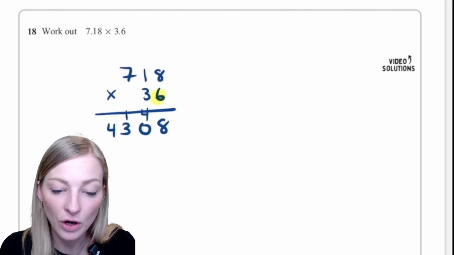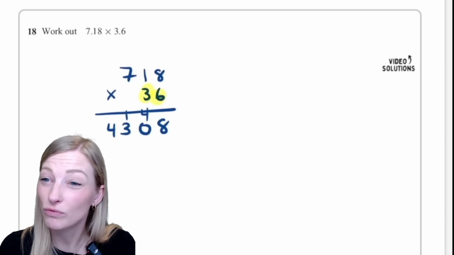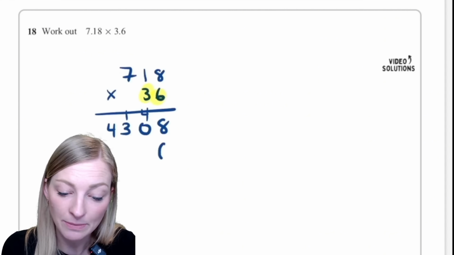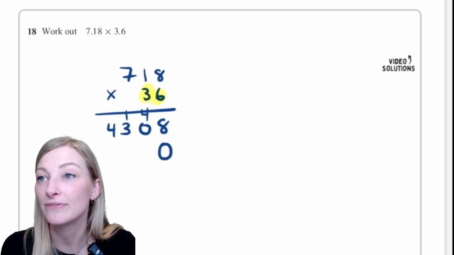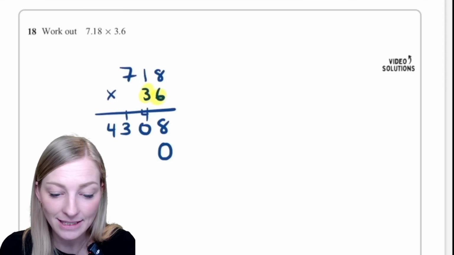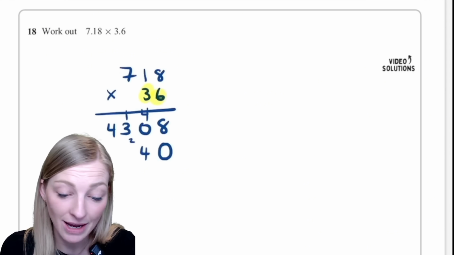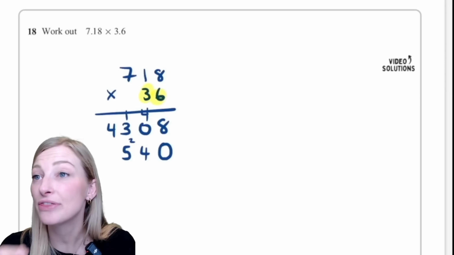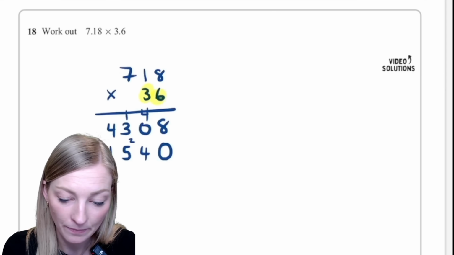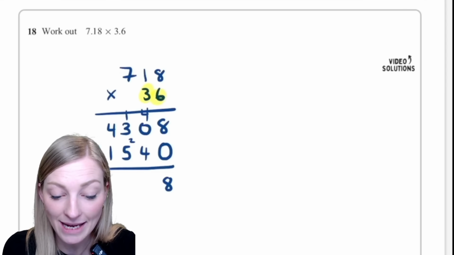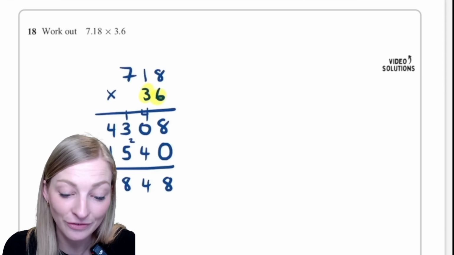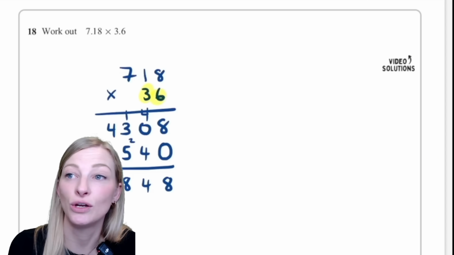I'm then going to move over to the 3, except it's not really a 3, it's 30. So we need to put a 0 here to hold the place value. 3 times 8 is 24, so 4 carry the 2. 3 times 1 is 3, add the 2 is 5, and 3 times 7 is 21. Adding that together, I've got 8, I've got 4, I've got 8, 4 add 1 is 5, and I've got 2. Oh, you can't see it.